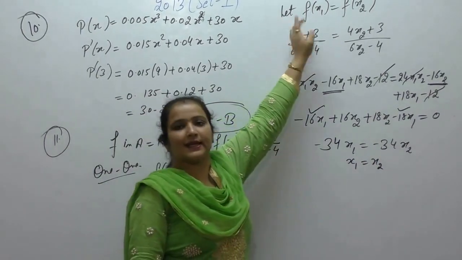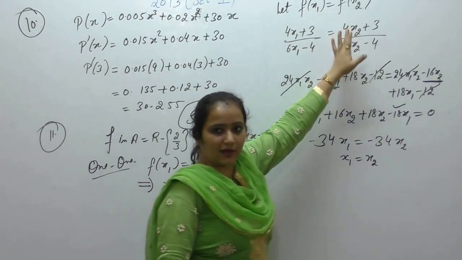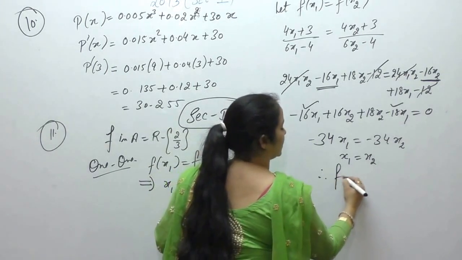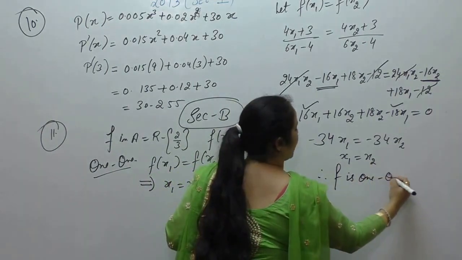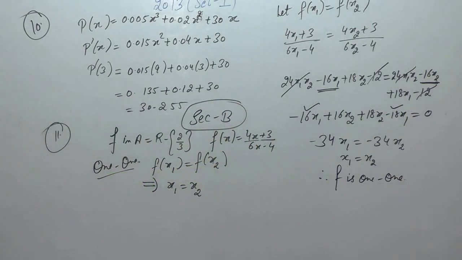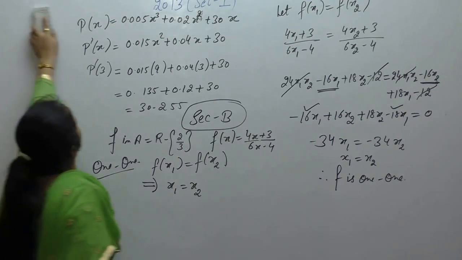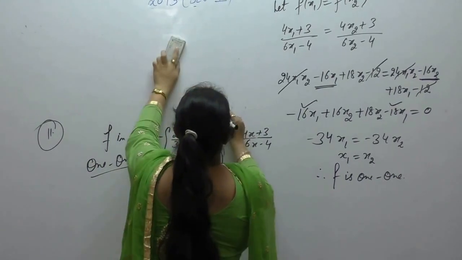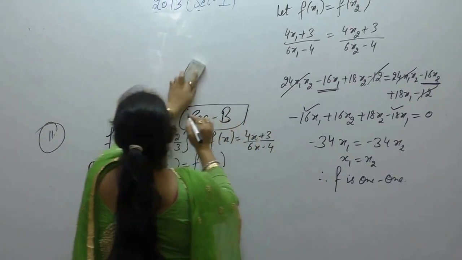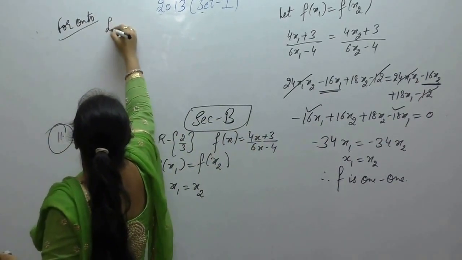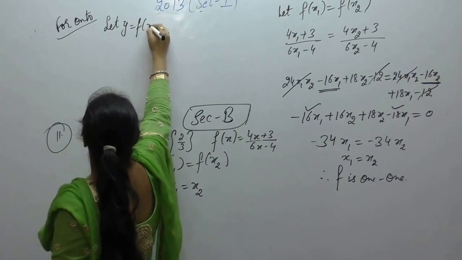We assumed f(x1) = f(x2) and the result is x1 = x2. Therefore the function is one-one. Now in the next step we want to prove that the function is an onto function. For that, let y = f(x).